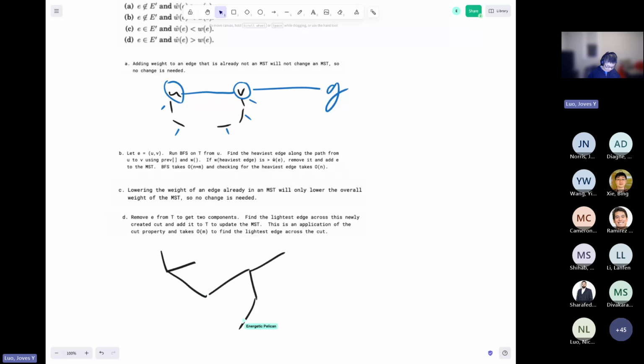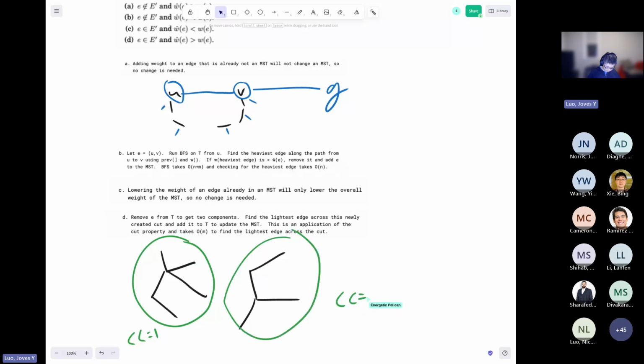Some MST, right? And let's say I have deleted... Well, I'm going to delete the edge that got updated because I no longer know if this is the minimum edge, right? And so I'm going to run DFS. And DFS is going to say, okay, all these vertices, let's use a different color. All these vertices have CC equals 1, right? All these vertices have CC equals 2, okay?